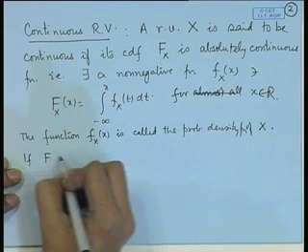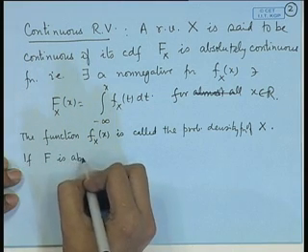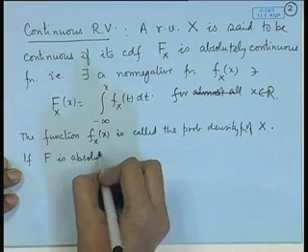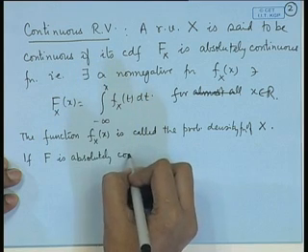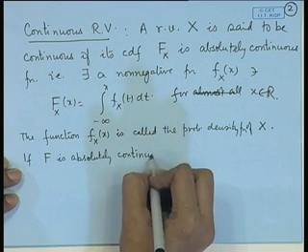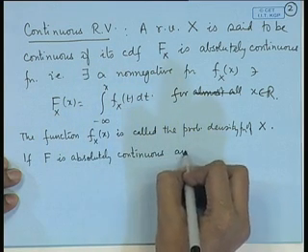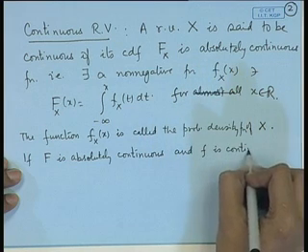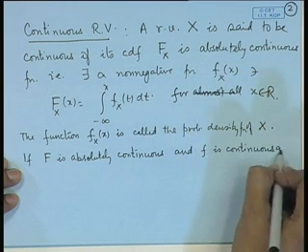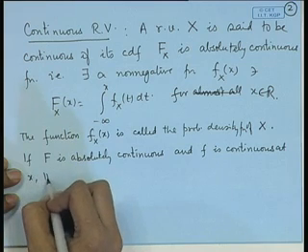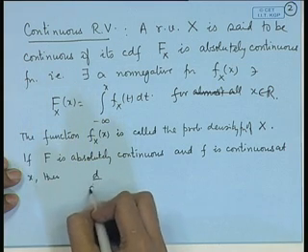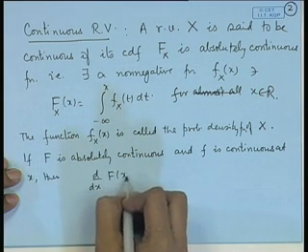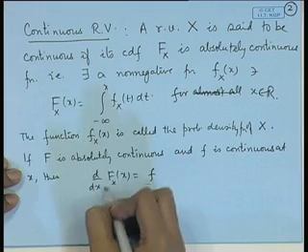If F is absolutely continuous, and f is continuous at x, then d by dx of F(x) is equal to small f(x).